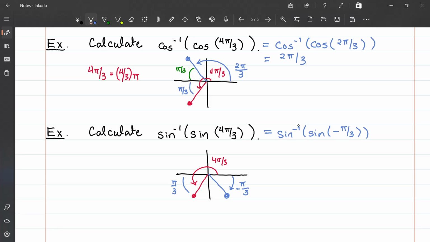But now that I'm looking at this second equation, notice that the angle on the inside is an angle in the range of arc sine. Since we are now looking at arc sine of an angle, and the angle obeys our rules, now I can simply let arc sine and sine annihilate each other. And so the answer becomes negative pi over 3.